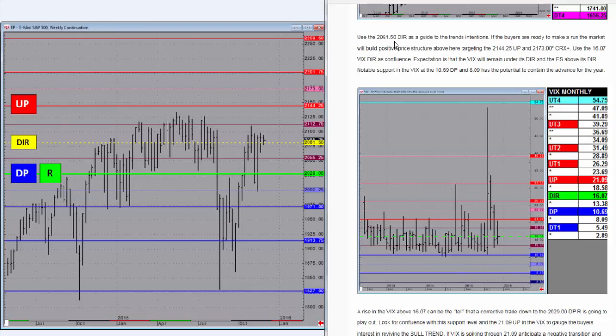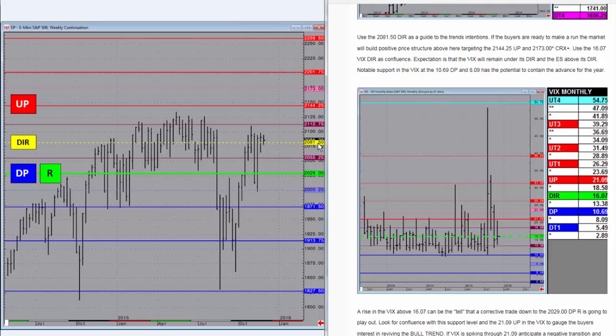So currently we're going to use the 2081.5 directional as a guide to the trends and tensions right now. So we start the month. If buyers are ready to make a run, the market will build positive price structure above here, targeting 2144.25, or up to this 2173. We call it our CRX plus, and we want to use the directional, the 1607 VIX DIR as confluence.